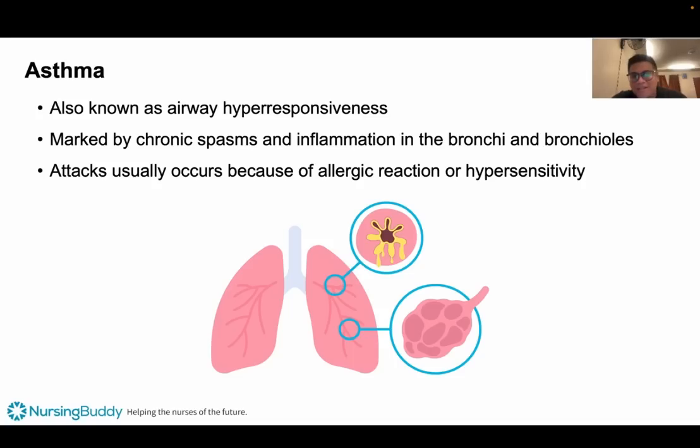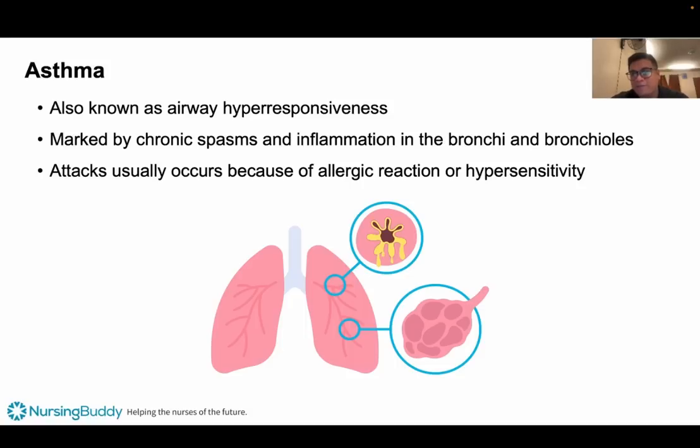Okay, so now let's discuss your respiratory problems. First in the list is asthma. Kapag sinabi natin asthma, kapatid, this is otherwise known as airway hyperresponsiveness. It is marked by chronic spasms and inflammation in the bronchi and bronchioles, and attacks of asthma usually occur because of allergic reaction or hypersensitivity, and we call those triggers. Asthma is one of the most commonly asked topics in the board examination, kapatid. So, we must be very, very familiar with this concept.